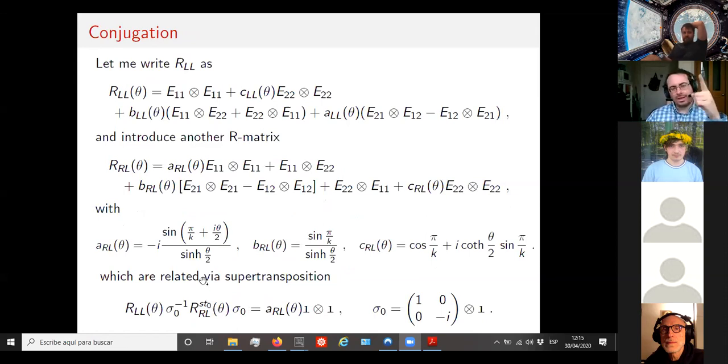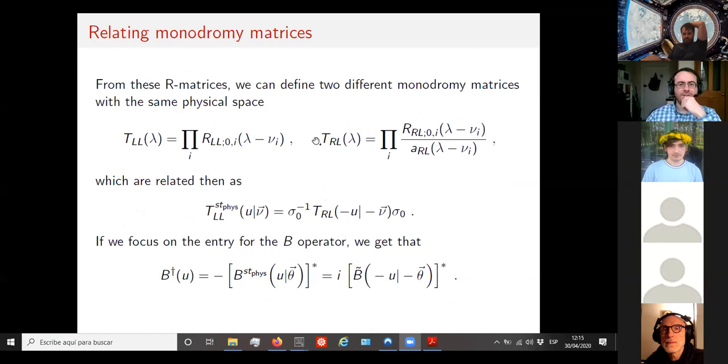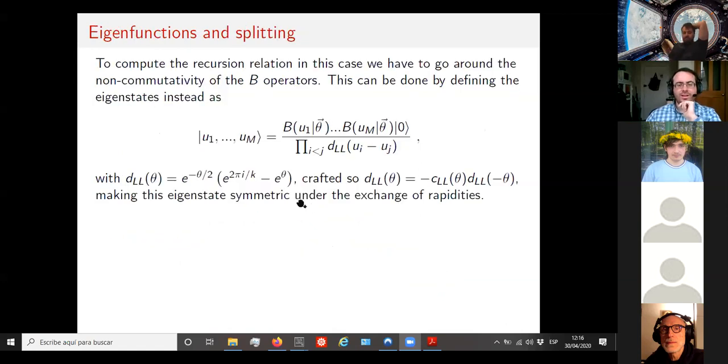You can still go a little bit around this, defining two different transfer matrices with the same physical space, but a different auxiliary space. One is going to have the auxiliary space with left movers and the other with right movers. And then the Hermitian conjugate of the B operator of one of the monodromy matrices is going to be a complex conjugate of the B of the other transfer matrix. With that, you can more or less symmetrize your states and work with that.